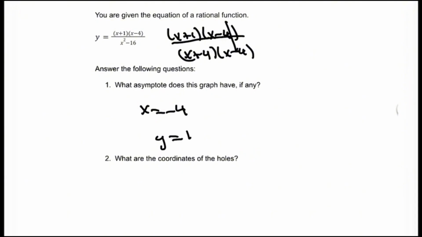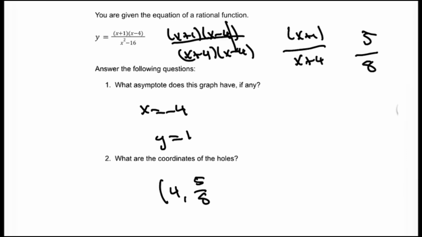Next, we need to look at the coordinates of the hole. After canceling, we're left with x plus 1 over x plus 4. And then the x coordinate of the hole is 4, so we have to plug in 4 to get 5/8. So that's the y coordinate of the hole. So it's 4, 5/8.